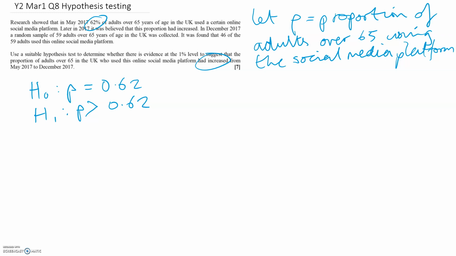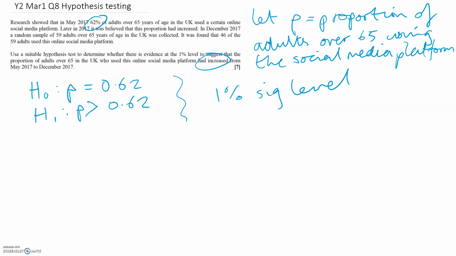Before I started recording, I wrote down what P was, because it doesn't say anywhere in the question to let P equal the proportion of adults over 65 using a social media platform. So you should really write that at some point. So these are the hypotheses we're testing here, and we're testing at a 1% significance level.